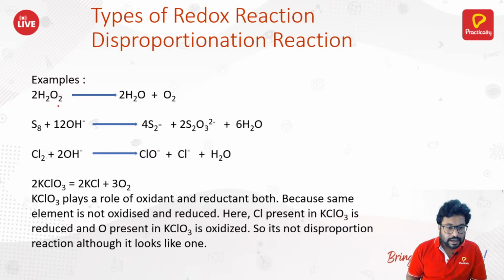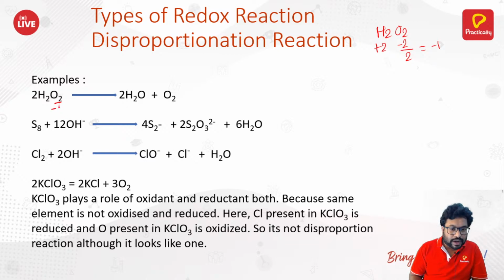Let's see here. In H2O2, what is the oxidation state of oxygen? Hydrogen is in +1. So 2 hydrogens are in +2. 2 oxygens are in -2. There are 2 oxygen atoms. So -2 divided by 2, it has to be -1. So your oxygen here is in -1.